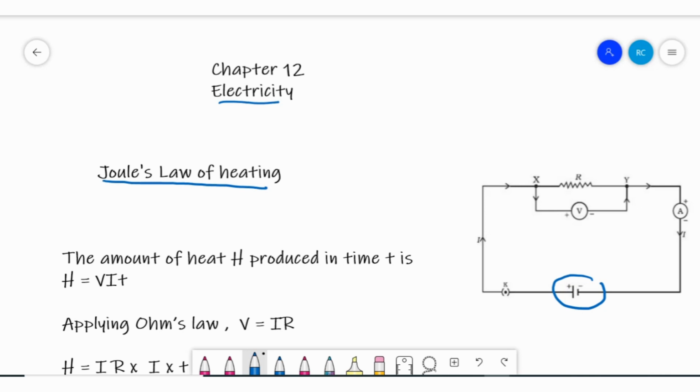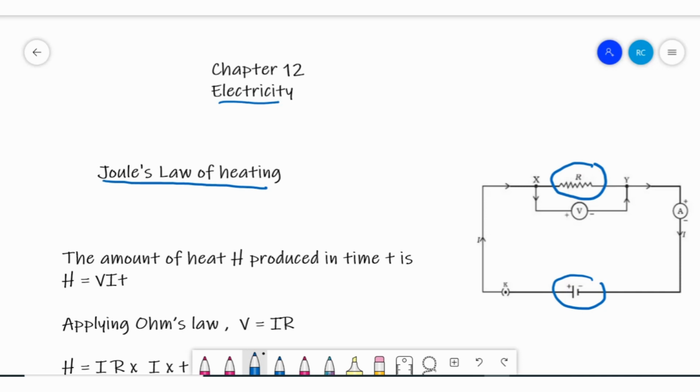But in this circuit, we have not connected any other devices. We have only a resistor R connected over here. So in this electrical circuit, we only have a resistance. So where does the energy go in this case?